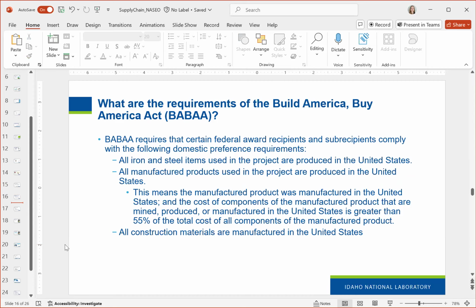The manufactured products is really where that gets a little bit more interesting. So the manufactured product must be manufactured in the United States. The cost of the components is also considered. And we're looking at that target eventually of 55% of the total cost of components in the manufactured product being things that were manufactured in the United States.